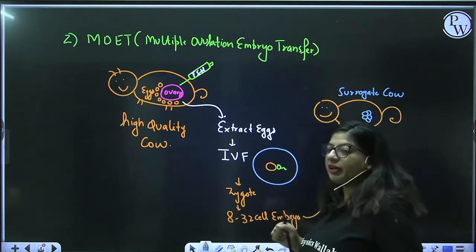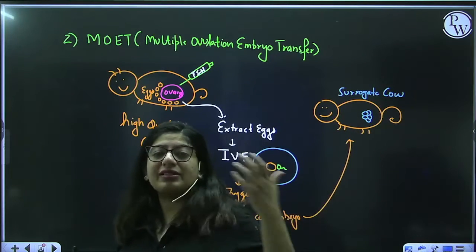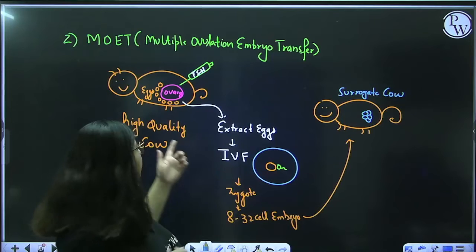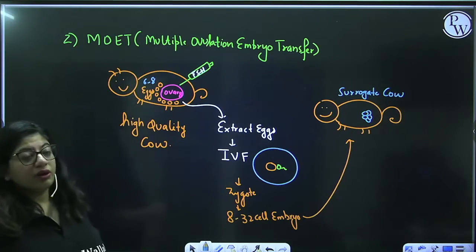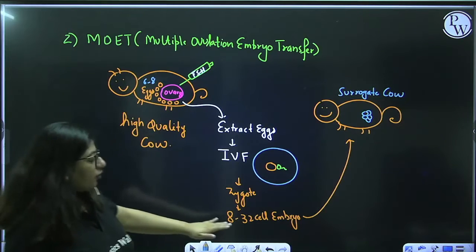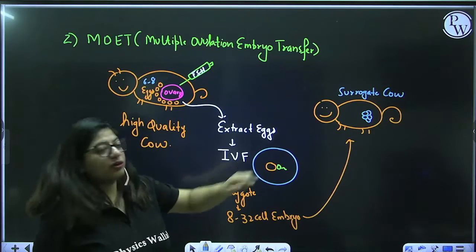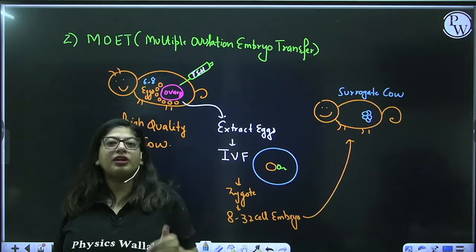Why do we call it multiple ovulation? Because a number of eggs are ovulating here, right? How many eggs? Around 6 to 8 eggs are ovulating in one go, right? Embryo transfer. Now you will produce the embryo out of it and transfer it into the surrogate cow. So this is what we do in MOET.